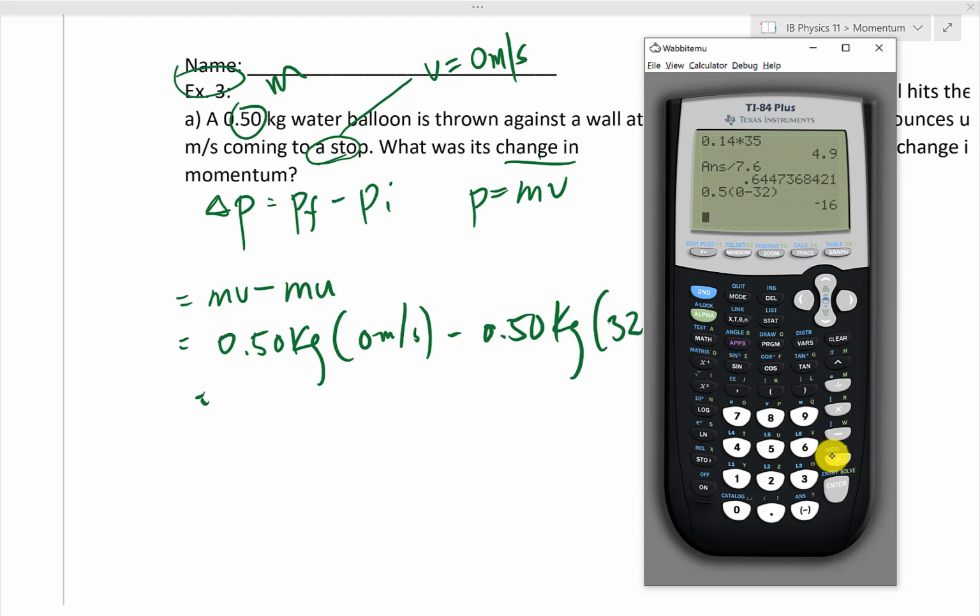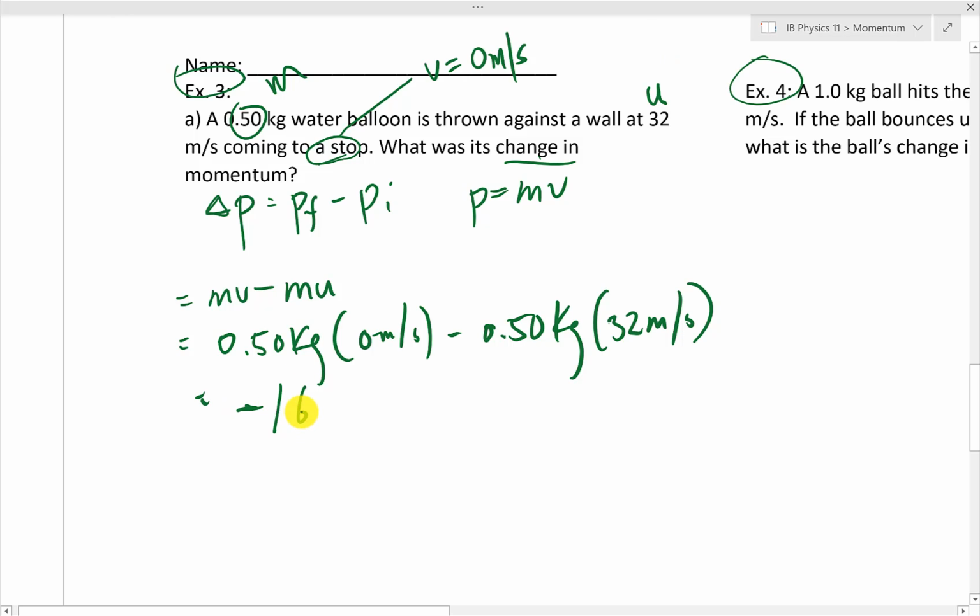And you're right, I could just have done mass times the change in velocity instead. So I get negative 16. This negative 16 just shows that my change in momentum is in the opposite direction relative to the direction the balloon was going. This particular question doesn't mention a direction for the water balloon. So if I'm just assuming the 32 meters per second was traveling in the positive direction, and the change in momentum is in the opposite direction, the negative sign here is enough, okay? So 16 kilogram meters per second.